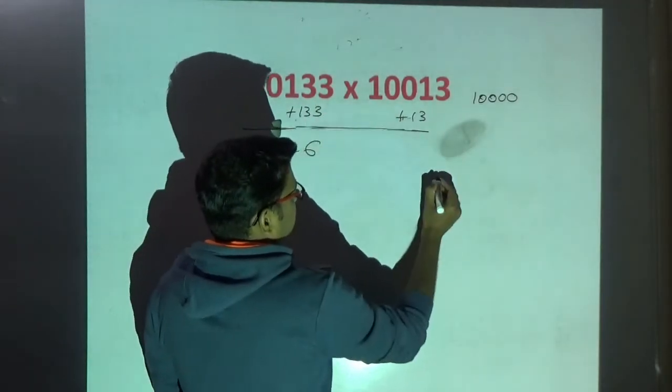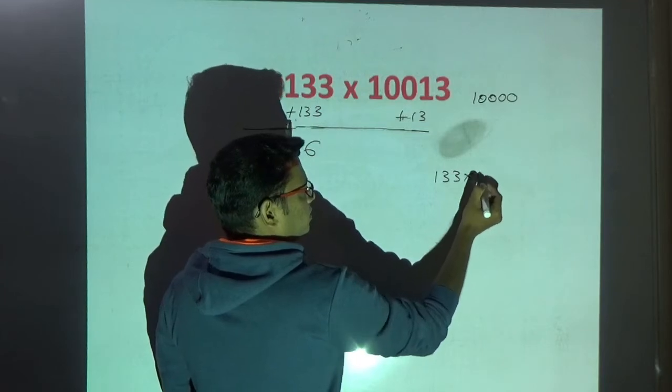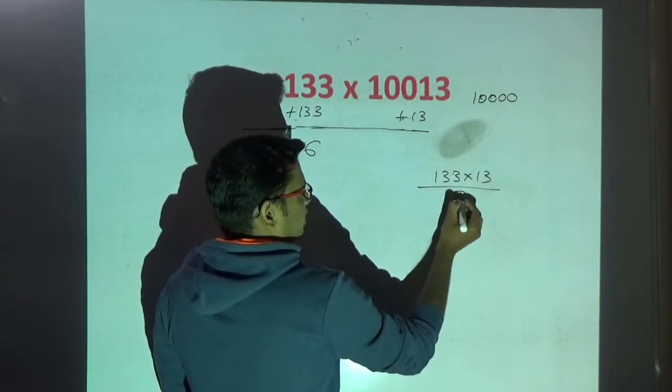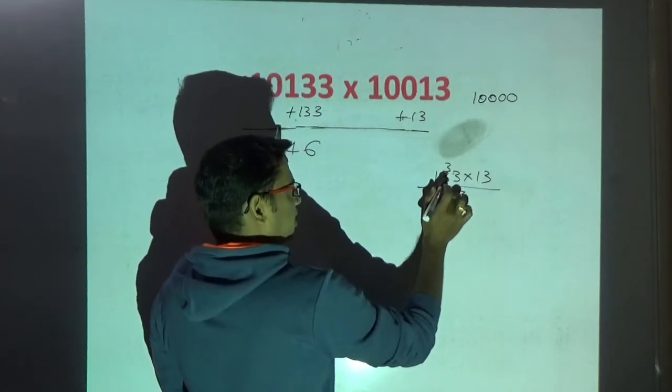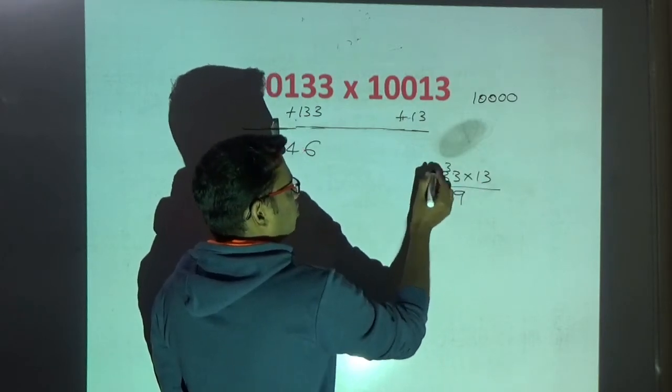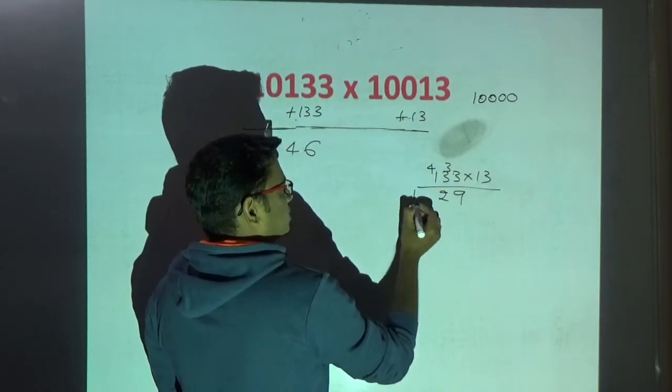So I need to multiply this. 133 into 13 times. 13 3s is what? 39, 3 carry. 13 3s is 39. 39 plus 3 is 42. 4 carry. 13 plus 4 is 17.